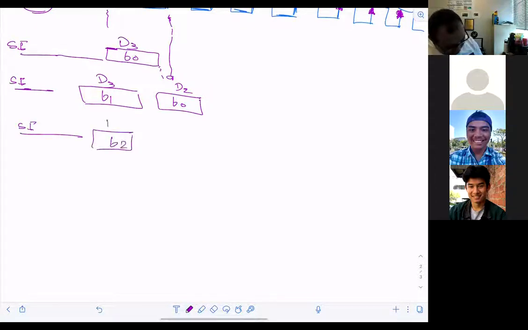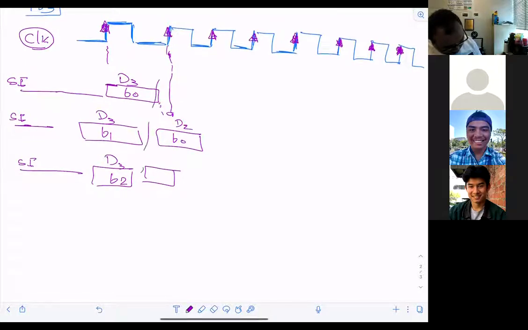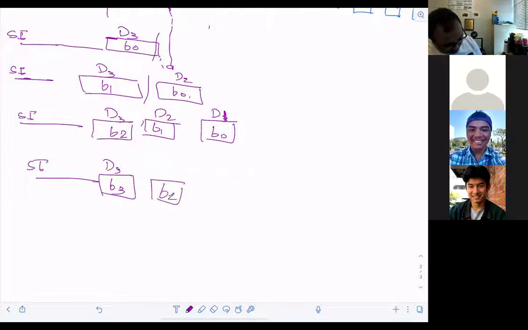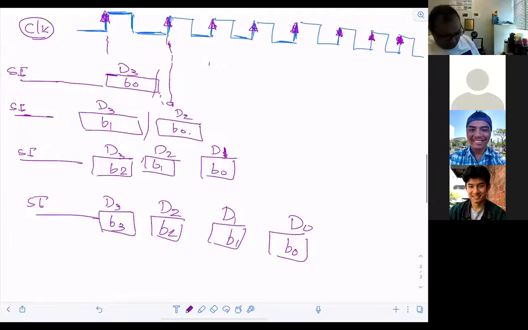Then, if I continue, so here is SI, what will happen? B2 will be in the D3, while B1 will be in the D2, and then this guy will be what? B0 in the D1. Then the fourth clock, while I'm pushing B3, it will be in the D3, and then B2 is going to be in the D2, and then B1 is going to be in the D1, and then B0 will be in D0. Do you guys agree?